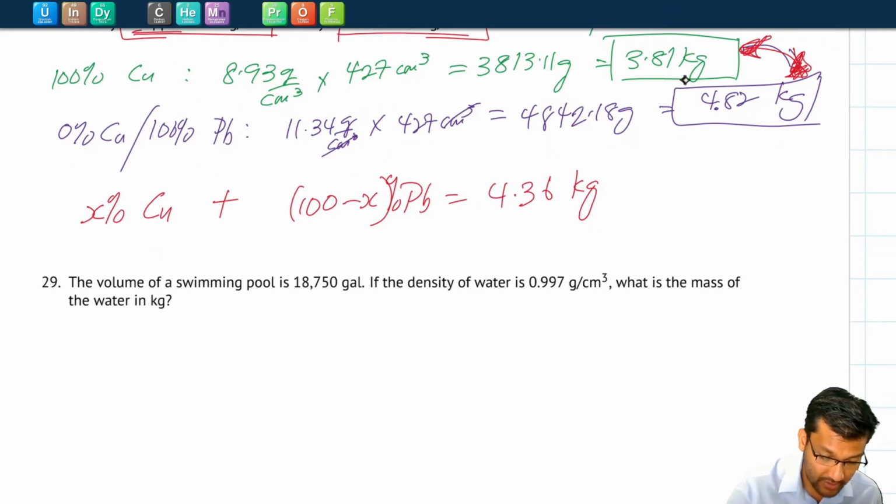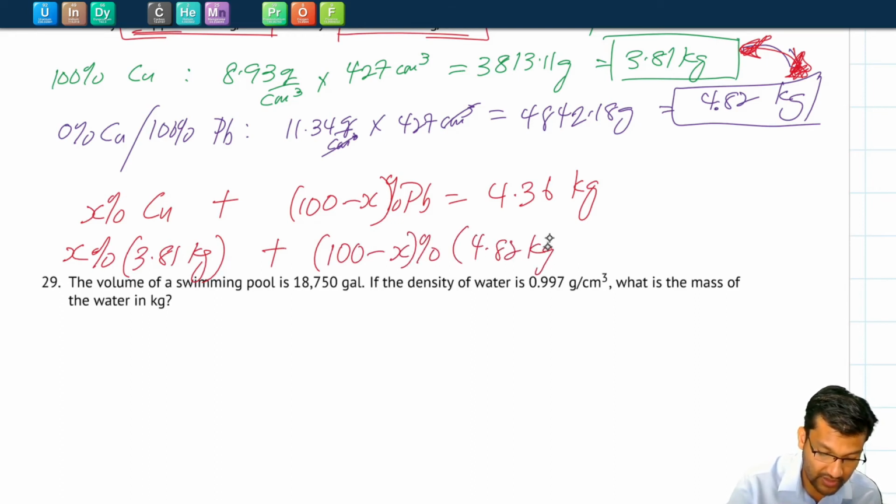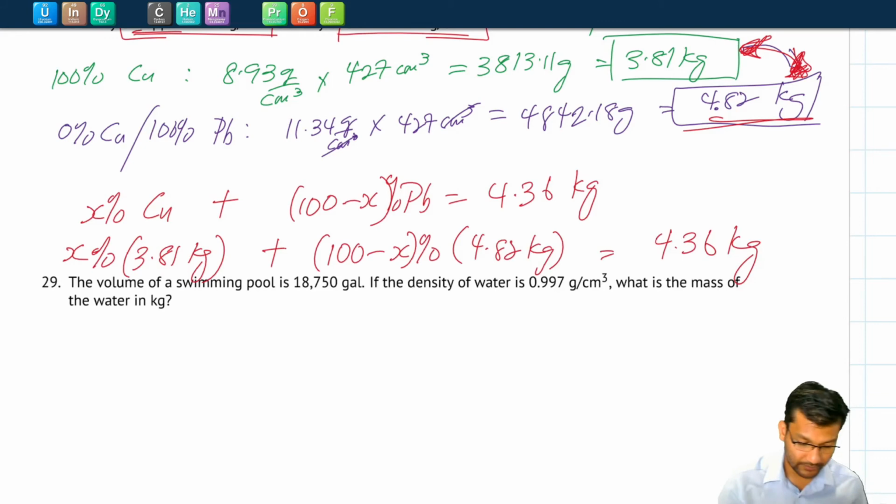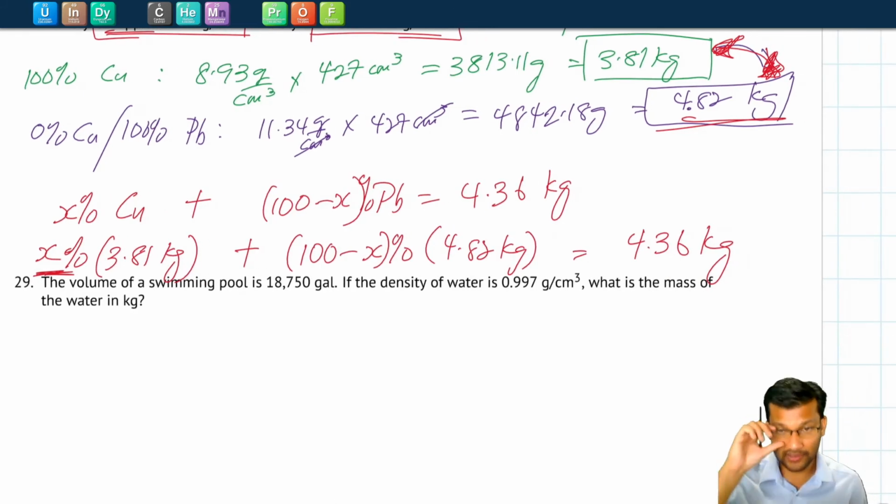The mass of copper, if it's 100%, should be 3.81. So X% times 3.81 kilograms plus 100 minus X% of the lead, which is 4.82 kilograms, should add up to the 4.36 kilograms total. Okay, so here we set up our problem in terms of some unknown that we need to find, X. X is the percentage of copper.